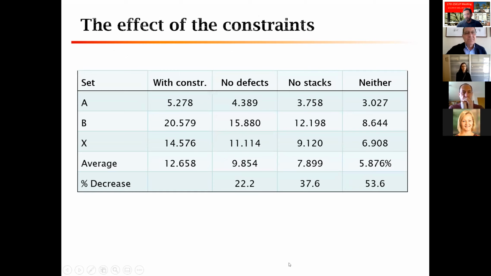Finally, we studied the effect of the constraints, basically the defects on the bins and the partial order on the stacks. If we eliminate the defects on the bins, if we consider the bins are perfect, the average waste is decreased by 22%. If we eliminate the order in the stacks, the average waste is reduced by 37%. If we eliminate both constraints, the average waste is reduced by more than half.